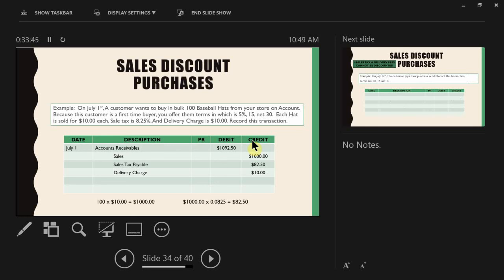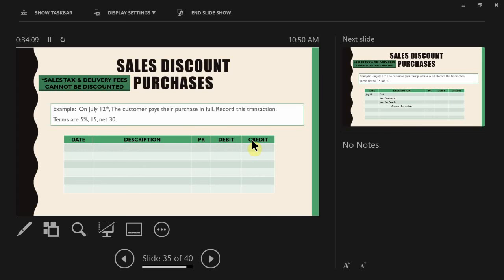So in this case, I calculated $1,000. The tax on $1,000 is going to be $82.50. And of course, the delivery charges are going to be completely separate, so an additional $10. So here, he owes me $1,092.50.